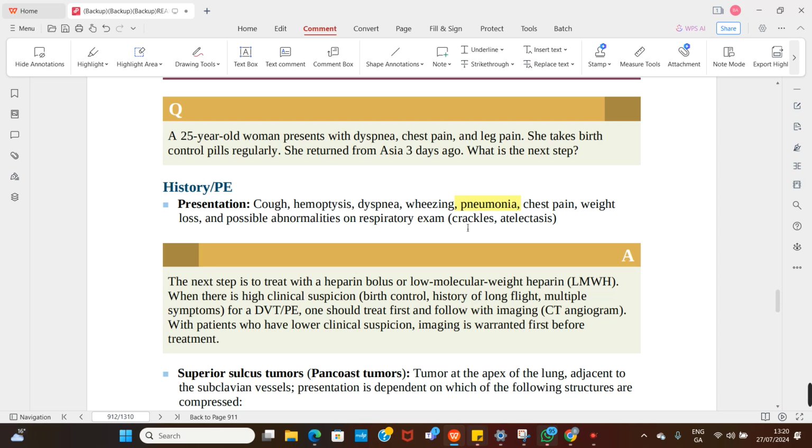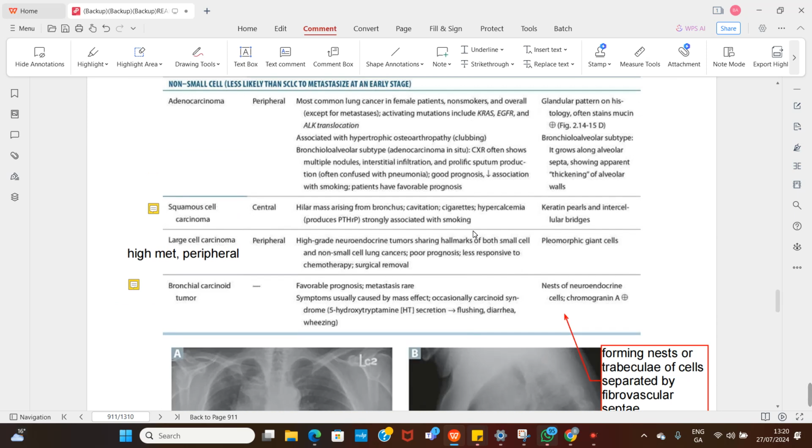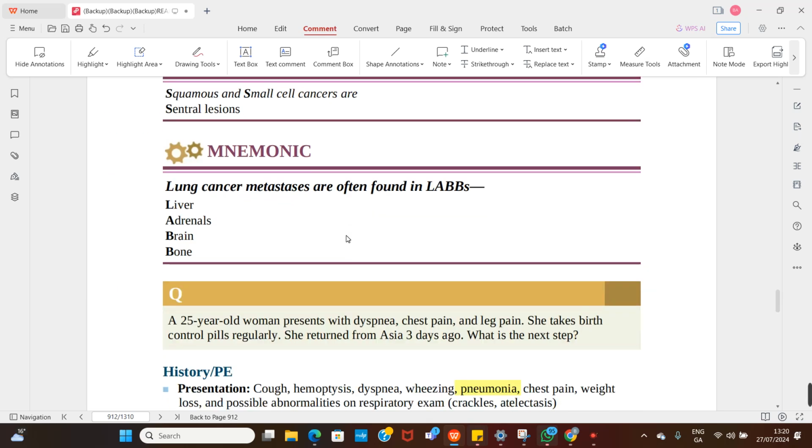They can have crackles because of the pneumonia. They can have atelectasis. We know that you can have obstructive atelectasis. So just watch out for the other cardinal signs to nail your diagnosis. That's what I would say. Squamous, watch out for the cavitation, watch out for the keratin pearls and the intercellular bridges.